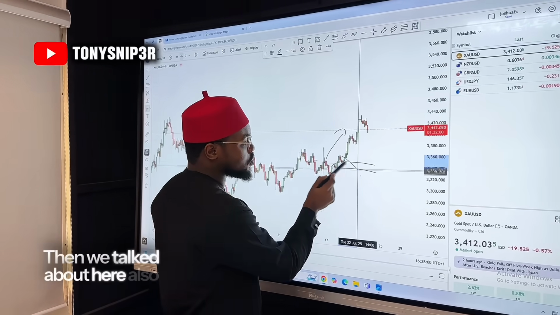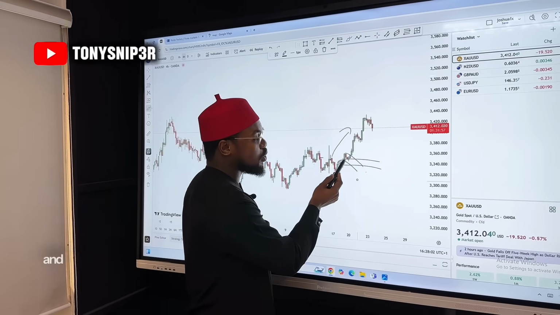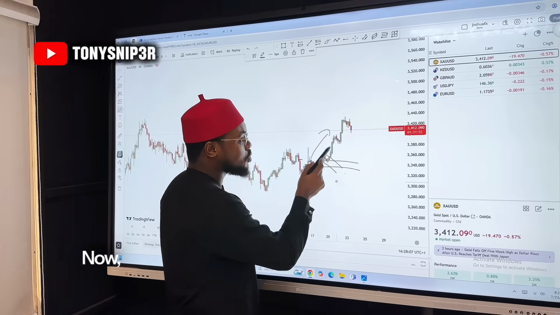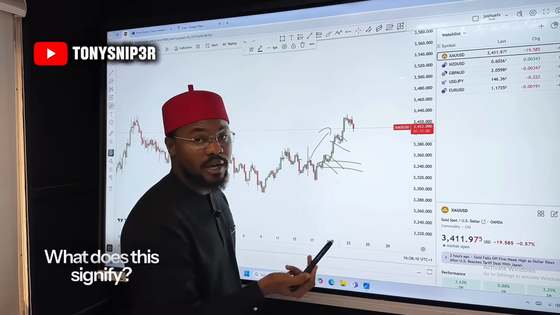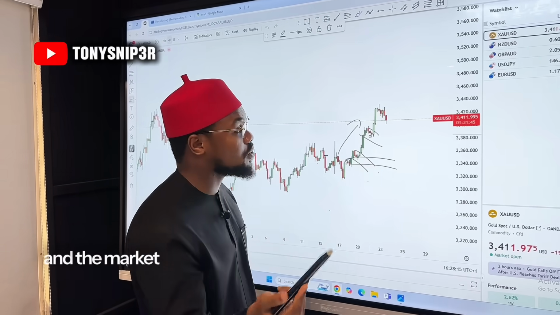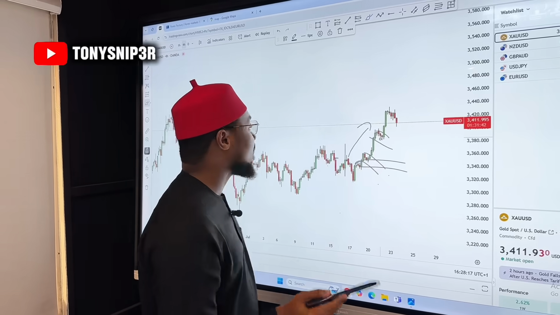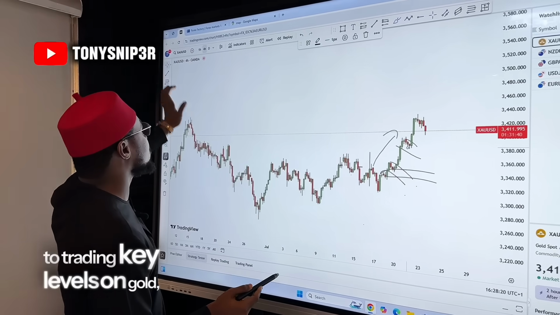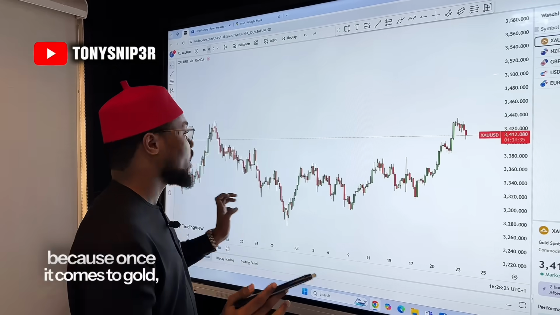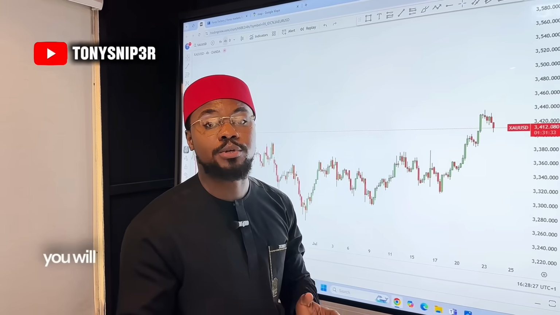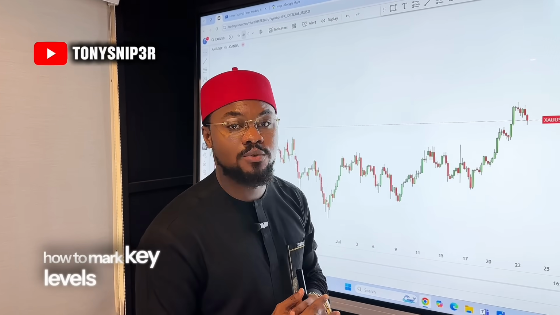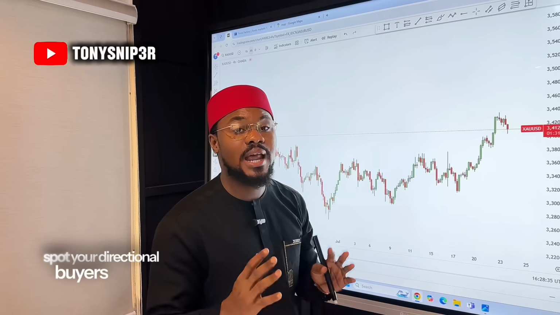Then we talked about here also being an exhaustion and also a continuation, because the market is actually pushing to the upside. Now come to this side also. What does this signify? An exhaustion also that is a continuation, because it looks like a wedge and the market continued pushing to the upside. Now whenever it comes to trading key levels on gold, you need to pay attention to liquidity. Very, very important, because once it comes to gold, if you don't know how to spot liquidity, you will become the liquidity. Okay, now in this video I will teach you how to mark key levels and also spot your directional buyers like a pro.